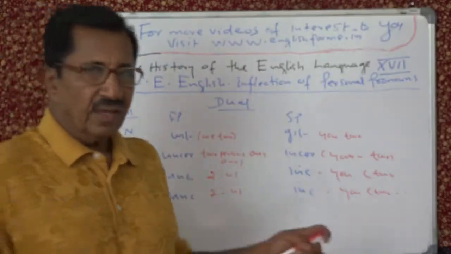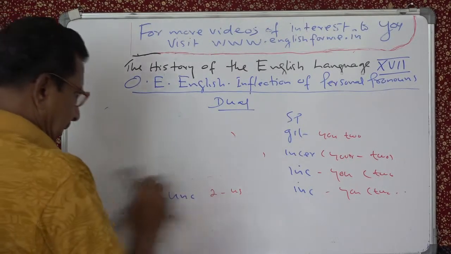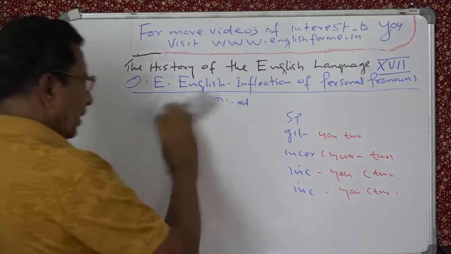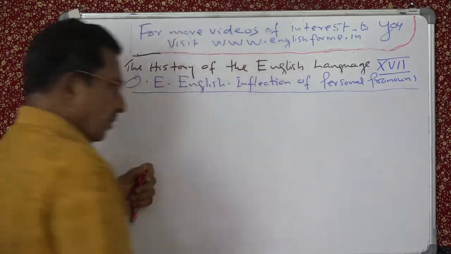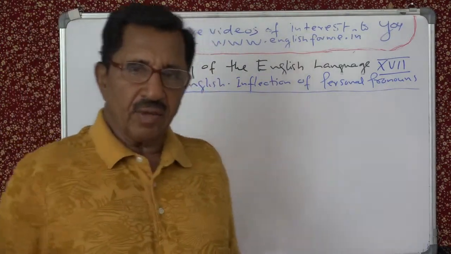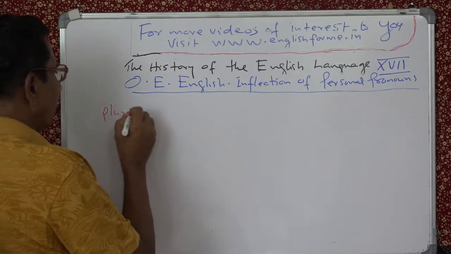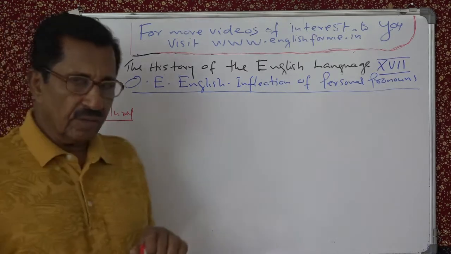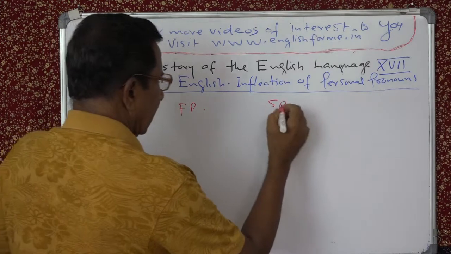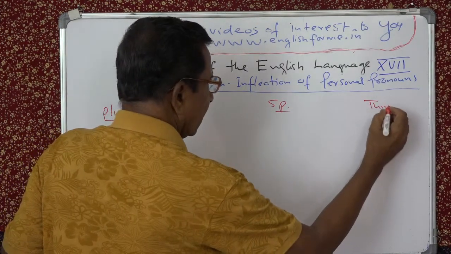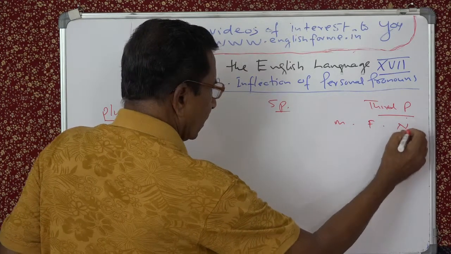And third person, they don't have this. There's nothing like third person dual number. Only first person and second person dual numbers. And now you can see the plural. Singular we saw, dual we saw, and now we have got a plural. So here you have got plural. We have first person, second person, and the third person. Third person we have masculine, feminine, and neutral.